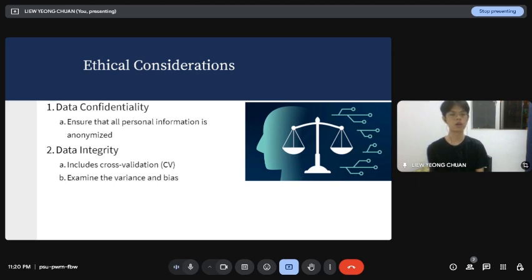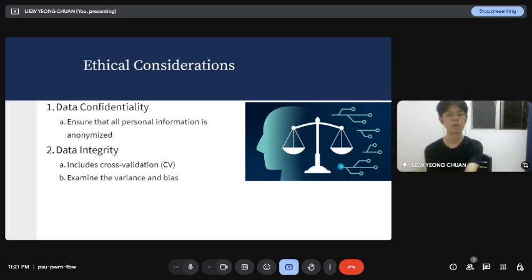This is due to the fact that we only got one dataset to train our model. This may lead to biased prediction. And to solve this problem, we include cross-validation in our study. In addition, we also examine the variance and bias of our models to avoid any overfitting and underfitting in this model.